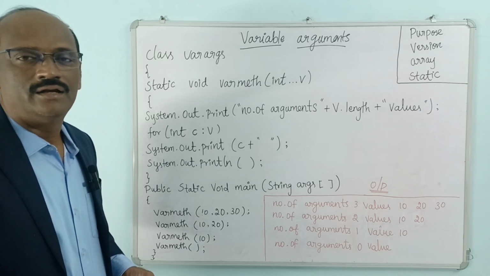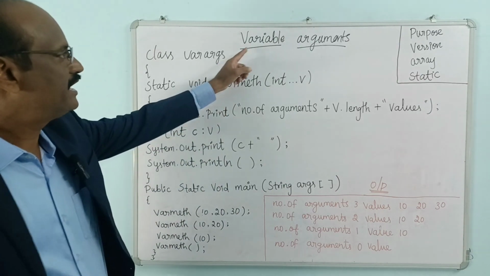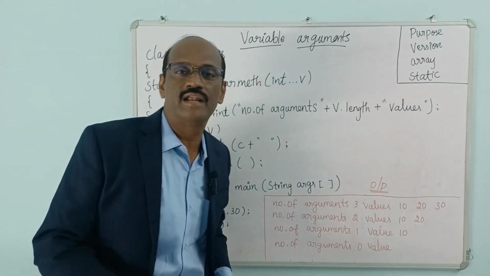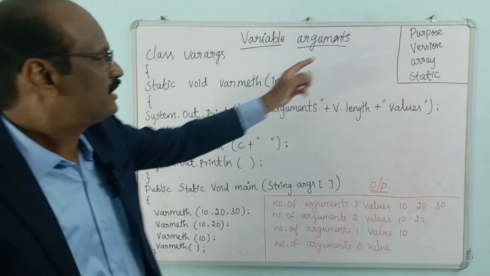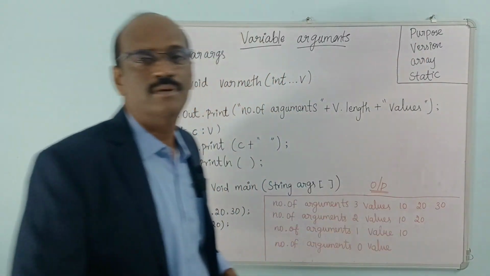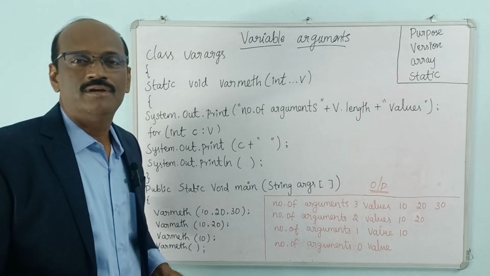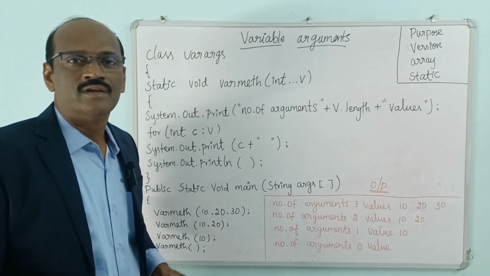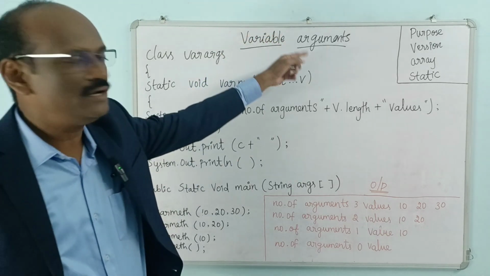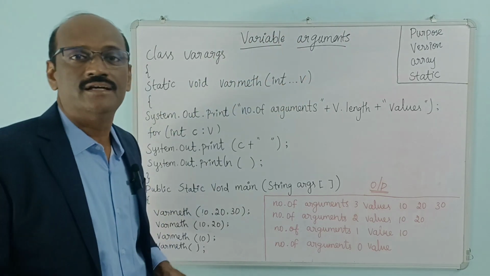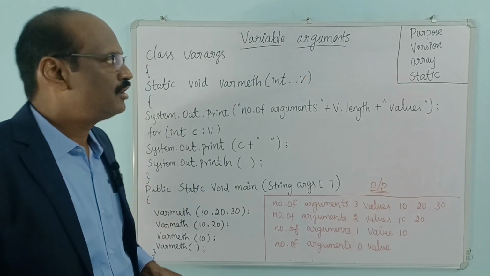I am Vinod Kumar. Now I will explain the concept of variable arguments in the Java programming language. What is the purpose of using the variable arguments? Normally, a function or a method can accept a fixed number of arguments. Whereas in the case of variable arguments, a function or a method can accept a variable number of arguments.